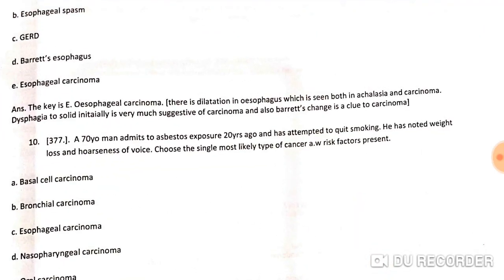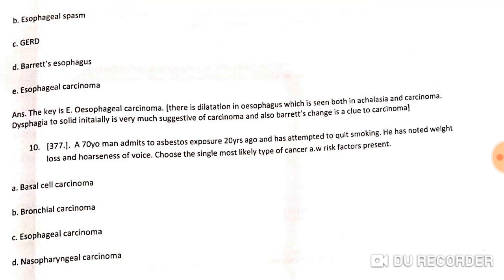Now, in esophageal carcinoma there is dilatation of the esophagus, which is seen in both achalasia and carcinoma. Dysphagia to solids initially is very suggestive of carcinoma, and Barrett's change is also a clue to carcinoma. Okay.